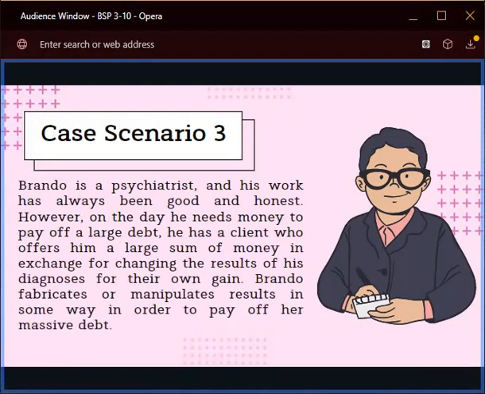So, scenario number 3. Brando is a psychiatrist and his work has always been good and honest. However, on the day he needs money to pay off his large debt, he has a client who offers him a large sum of money in exchange for changing the result of his diagnosis for their own gain. Brando fabricates or manipulates results in some way in order to pay off his massive debt.